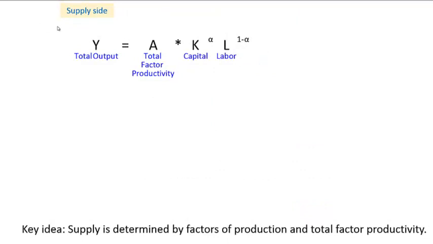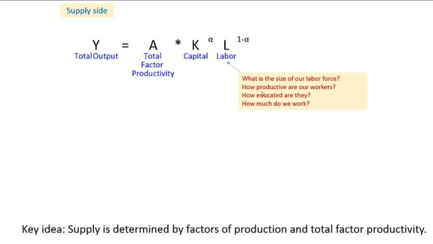Whenever we think about the supply side, we have to first think about the production function. We have to think about the factors of production, capital and labor, and we also have to think about total factor productivity. So when we think about labor, we're going to be asking certain questions. What is the size of our labor force? How productive are our workers? How educated are they? How much do we work? How much work effort do we put in?